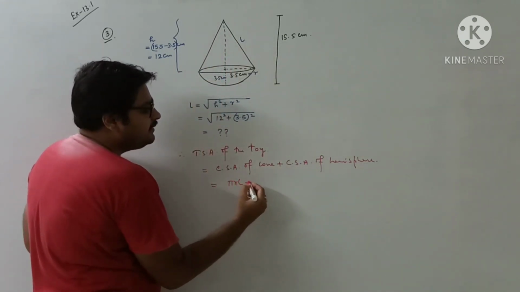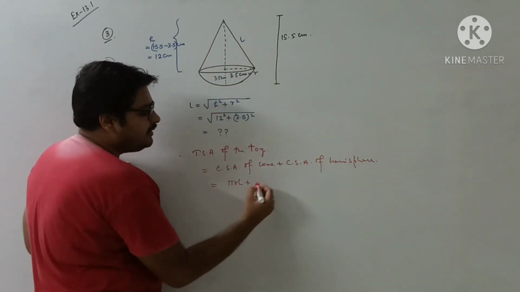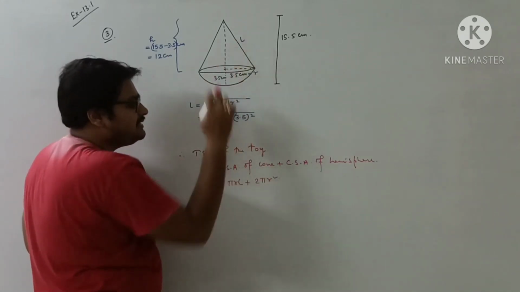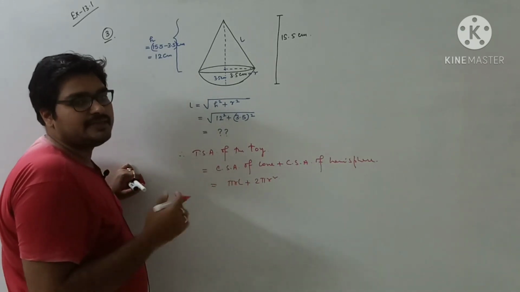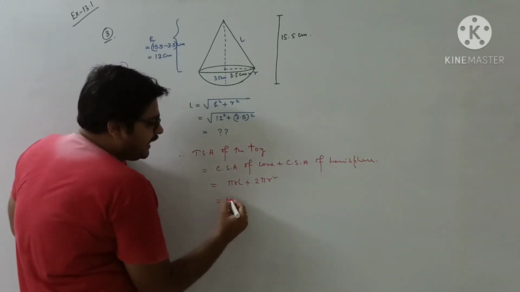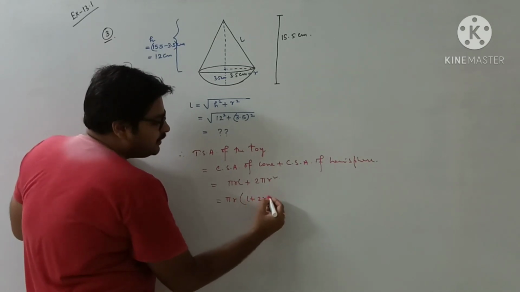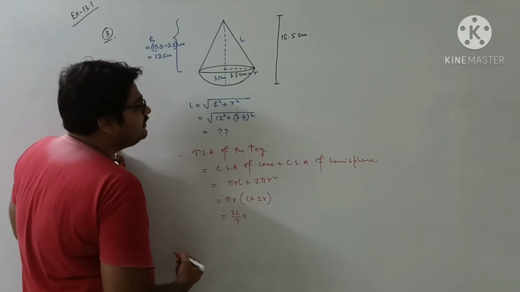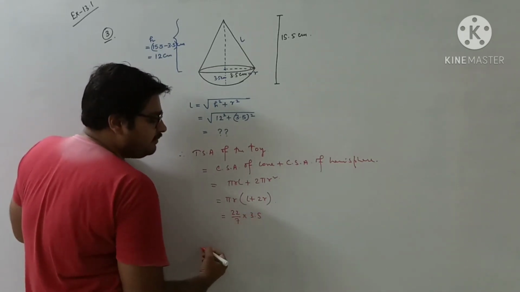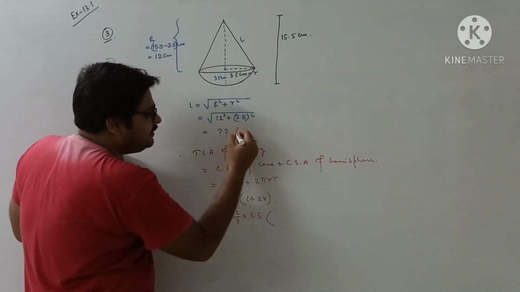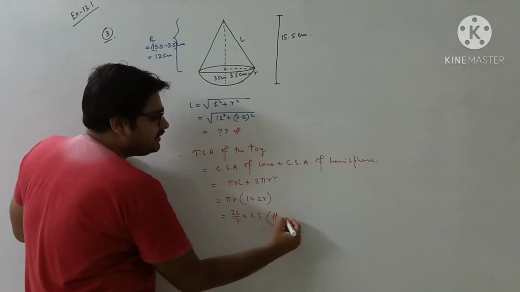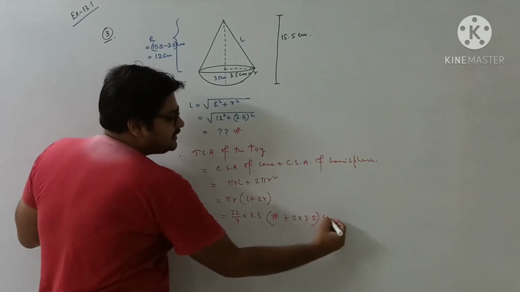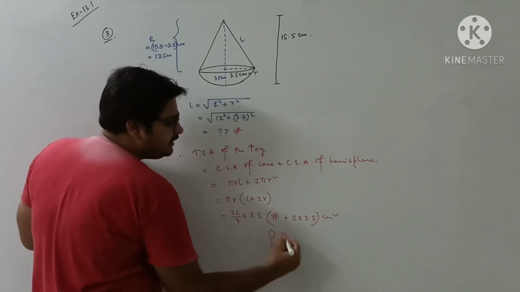Formula is pi r L. What is the curved surface area of the hemisphere? 2 pi r square. Now look here, both the radii are the same or not? Yes. So that's why I can take pi r as common, it will be pi r (L plus 2r). Pi value is not given, so it will be 22 by 7. Radius we have already got, 3.5. L you can get from here, denoted as hashtag. 2 into radius is 2 into 3.5. This will be centimeter square. I think you can calculate it to find out the final answer.